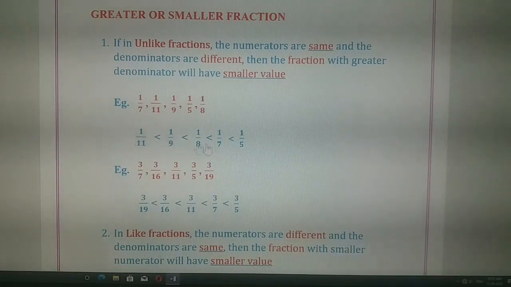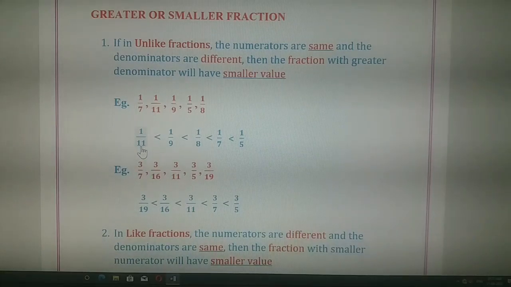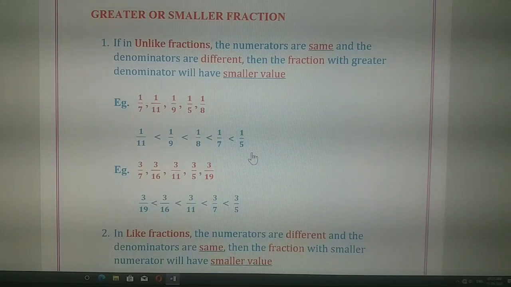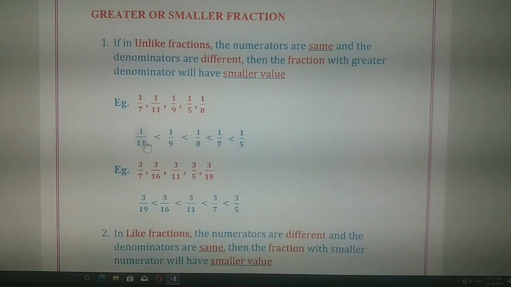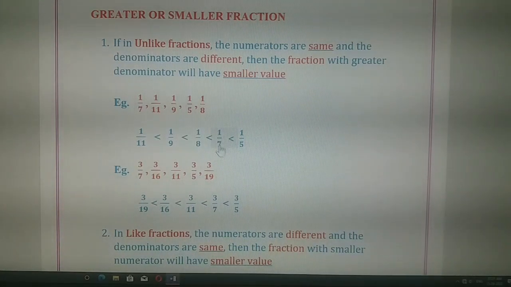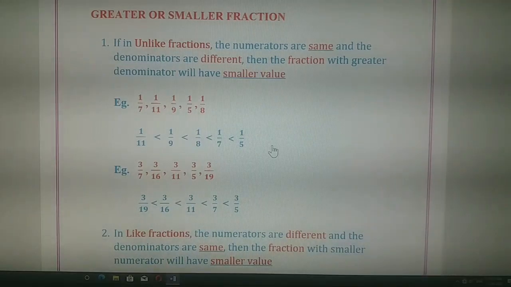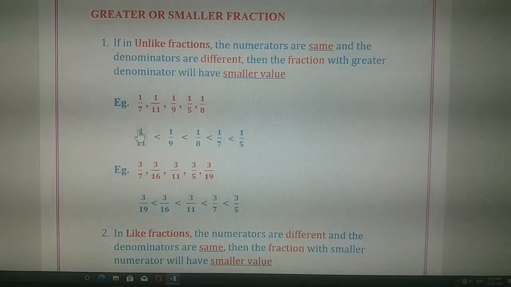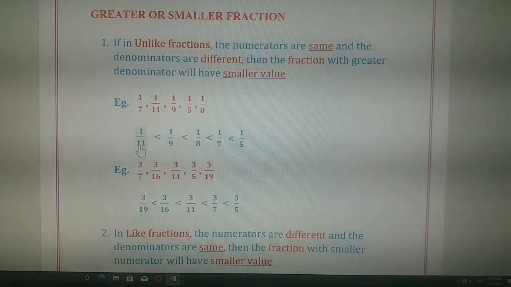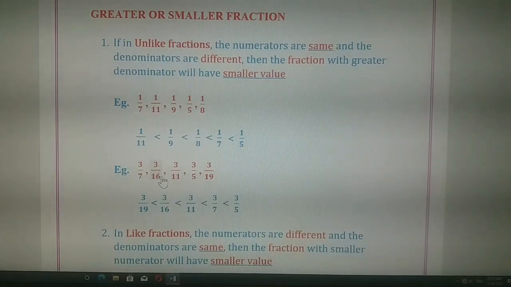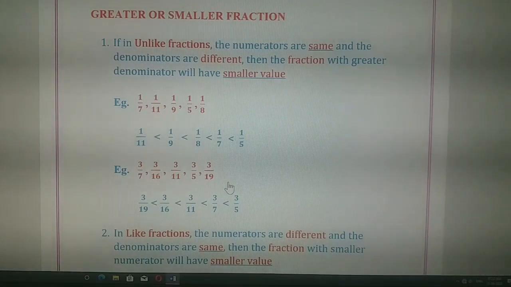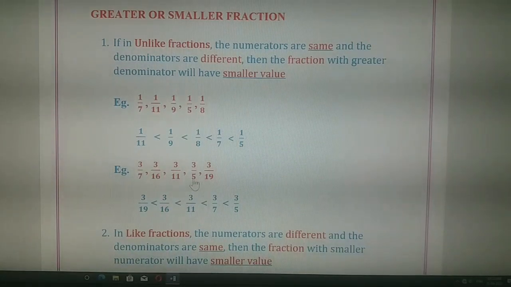So we have to arrange the fractions in the order of their values. The smaller fraction will be written first, then a little bigger fraction, then a bigger fraction. So in fact we are arranging in ascending order. Here 1 upon 11 is smaller than 1 upon 9, 1 upon 9 is smaller than 1 upon 8, 1 upon 8 is smaller than 1 upon 7, and 1 upon 7 is smaller than 1 upon 5. And I repeat, if in a group of fractions the numerators are same and the denominators are different, then the fraction with greater denominator will have smaller value. Take 3 upon 7, 3 upon 16, 3 upon 11, 3 upon 5, 3 upon 19. If we observe this group of fractions, they have different denominators.